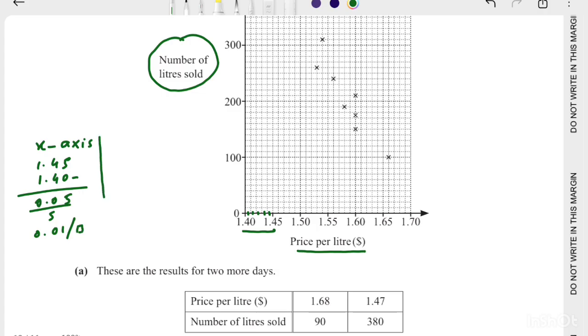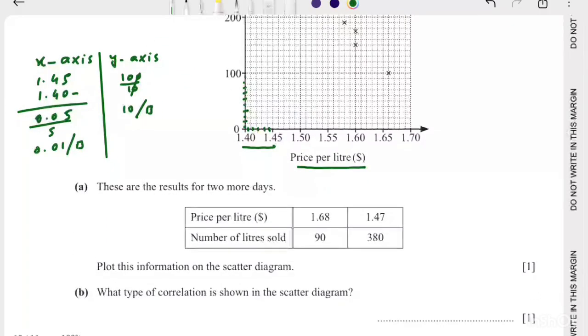Now check for the y-axis. Just take the first value, that is 100. 100 divided by 1 2 3 4 5 6 7 8 9 10. There are 10 boxes, so 0 will cut by 0, so 10 per small box along the y-axis would be the scale. Now we have to see part A.